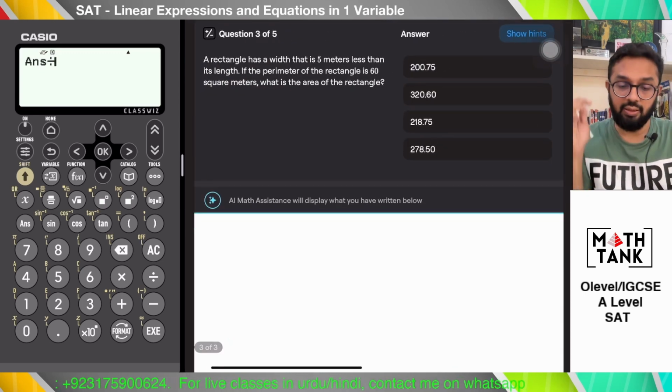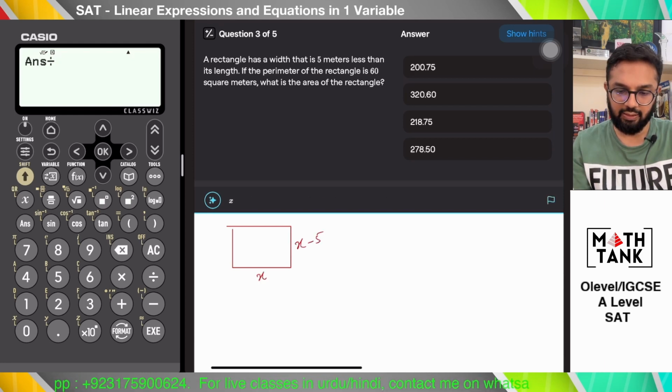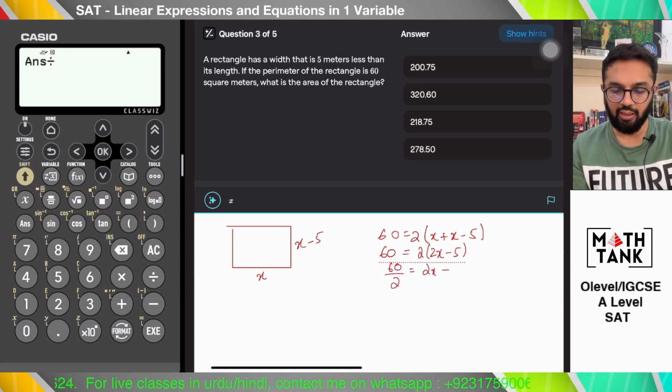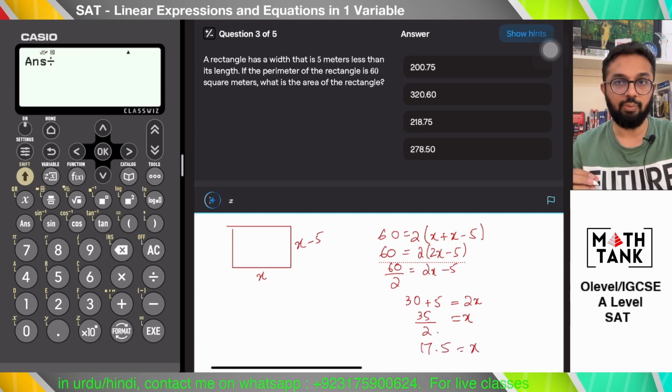A rectangle has a width that is 5 meters less than its length. So let's call the length x, and the width is x minus 5. If the perimeter of the rectangle is 60 meters, the perimeter is 2 times length plus width. What is the area of the rectangle? So I will first have to figure out the value for x, and then I'll be able to solve this further. So 60 divided by 2, I made the calculation easier. 30 plus 5 equals 2x. So x is 35 divided by 2, which is 17.5 if I do this on my calculator.